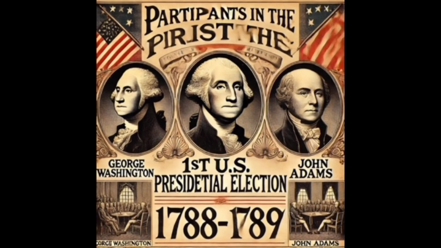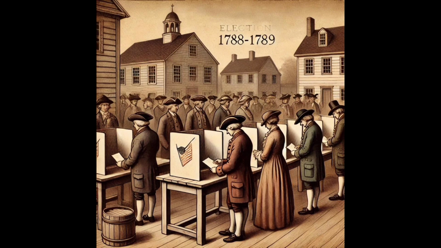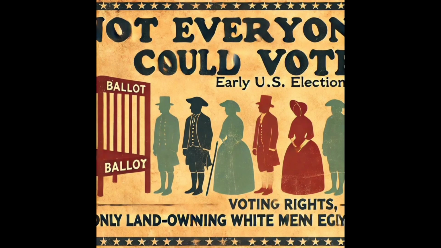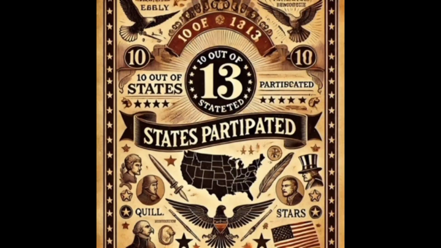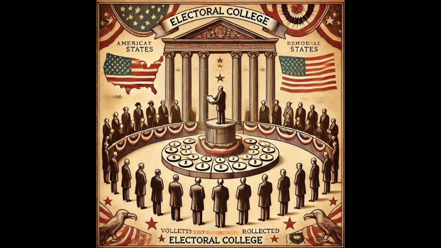Election process. Elections were held from December 15th, 1788 to January 10th, 1789. Voters in the states elected members of the Electoral College, who then voted for the president. At that time, only 10 of the 13 states participated, as North Carolina and Rhode Island had not yet ratified the Constitution, and New York did not have time to choose electors in time.